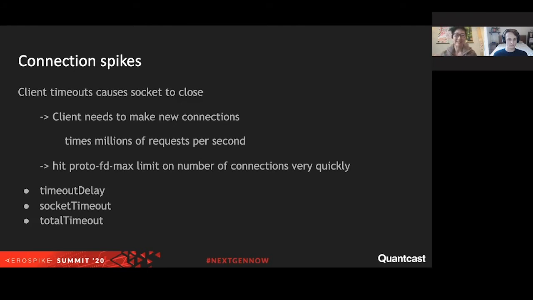One of the client problems is that we get connection spikes because we run in a low latency situation, so we set our timeouts to be pretty low. But having timeouts that are really low can cause a timeout, which can cause a socket to close, which then the client needs to make a new connection. When you're doing this at millions of times per second, you're then making millions of connections per second, and it's really easy to hit the limit of connections that your server can handle. So we've tried tuning some of these parameters that you can set on the Aerospike client, including the timeout delay, the socket timeout, and the total timeout.